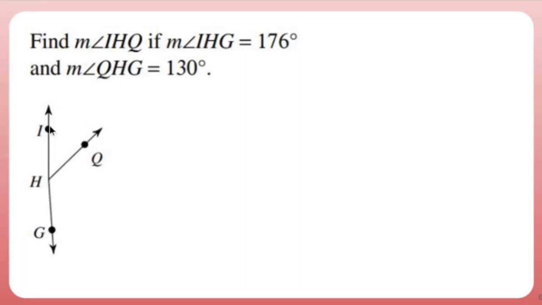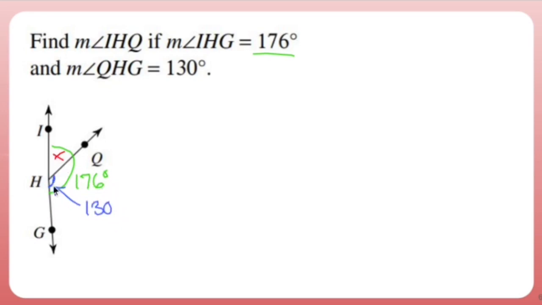What I know is IHQ is, I don't know, actually. That's what I needed to find. So we'll call it X. IHG, let's use a different color. IHG is this whole thing. So IHG is 176 degrees. QHG, this guy right here, is 130.